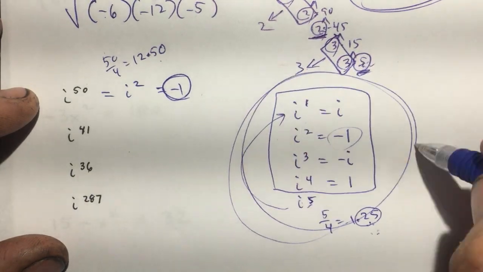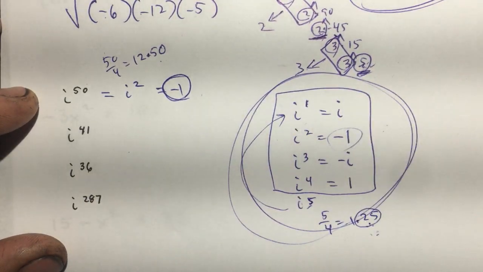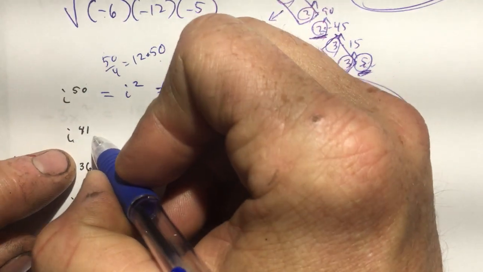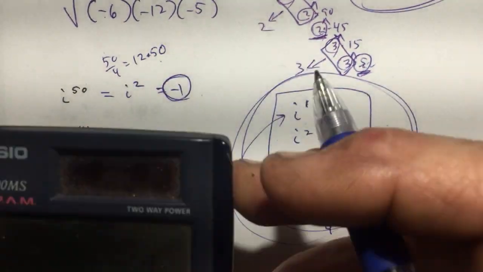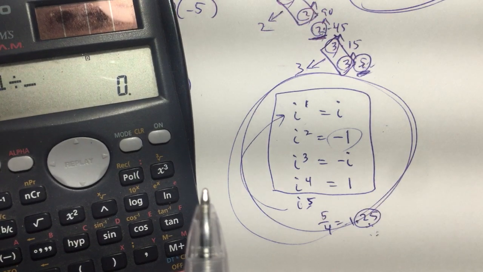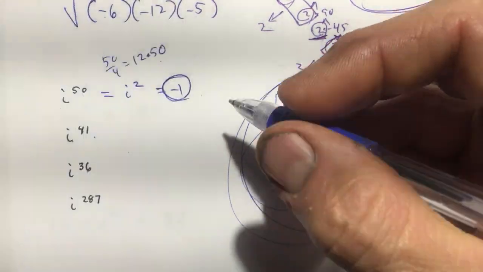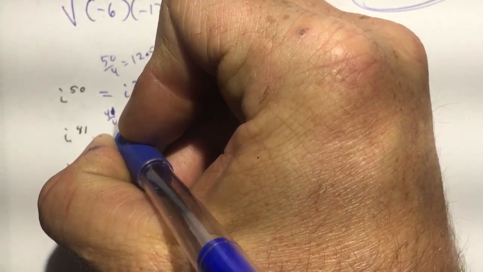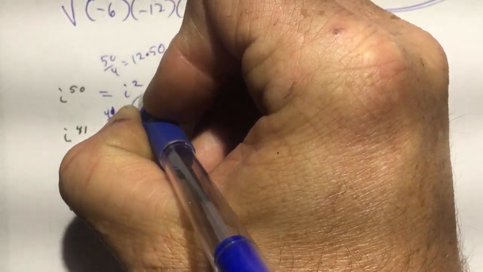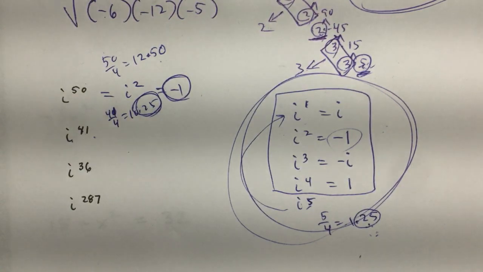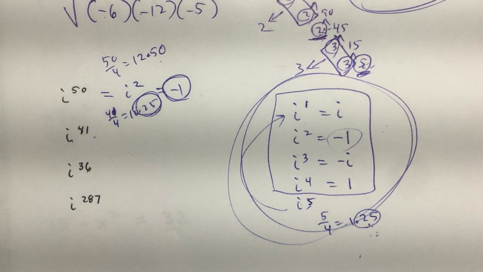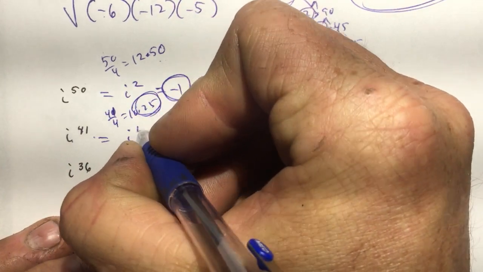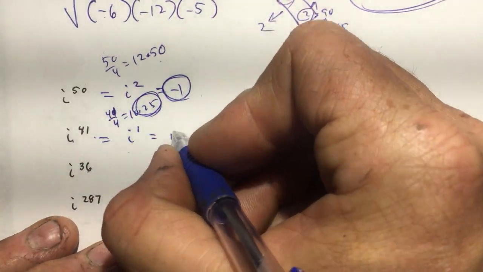Now, you need to remember this little table right here. So like right here, i to the 41. Okay, let's take my calculator. 41 divided by 4 is 10.25. Now I ask myself how many quarters that is. 0.25, 25 cents, that's 1 quarter. So this is the same thing as i to the 1, which from my table is just i.